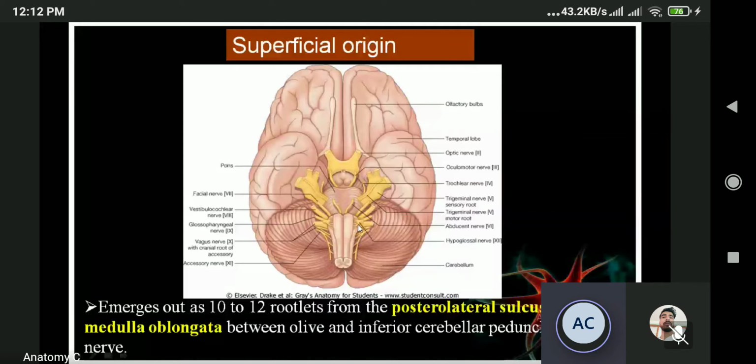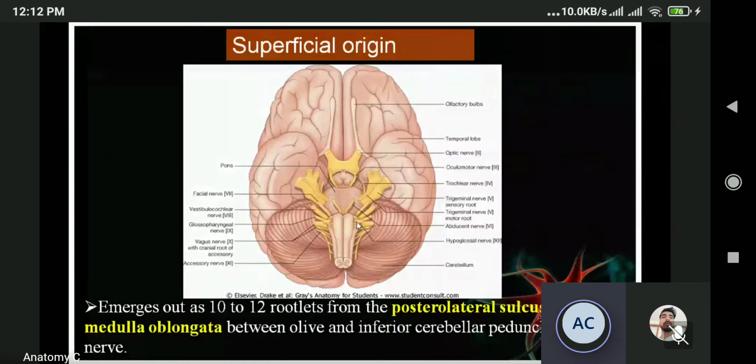So it will emerge out from the posterolateral sulcus between the olive and the inferior cerebellar peduncle, below the glossopharyngeal nerve. That is the vagus nerve. So you can see the vagus over here. This is the accessory and this one is the hypoglossal. This is how it will come out from the brain.